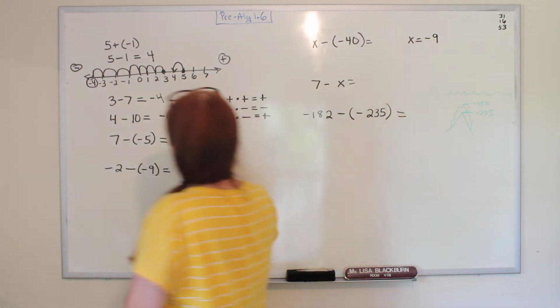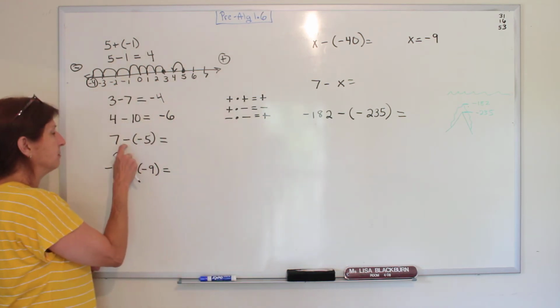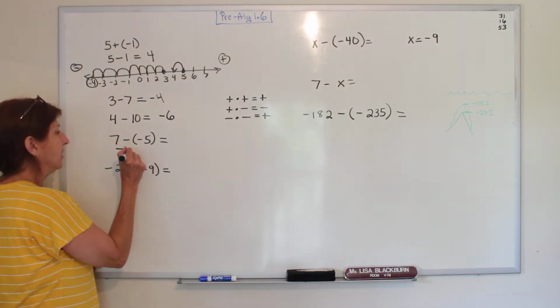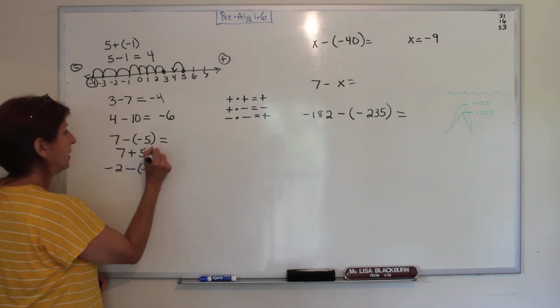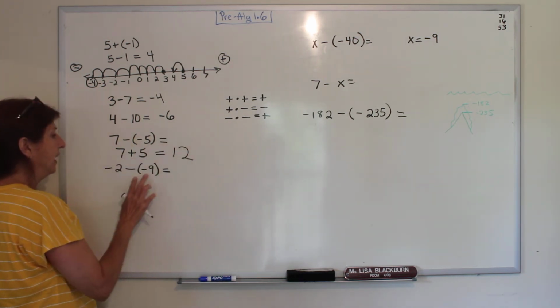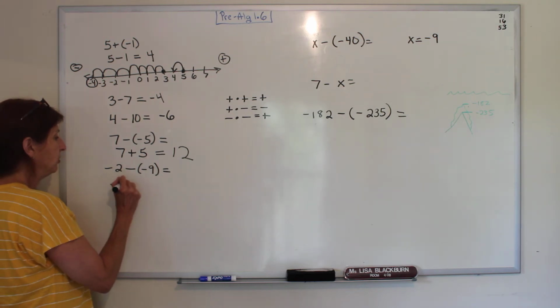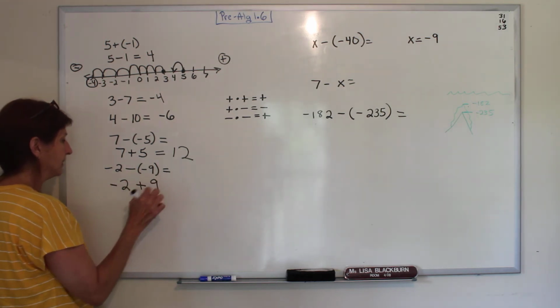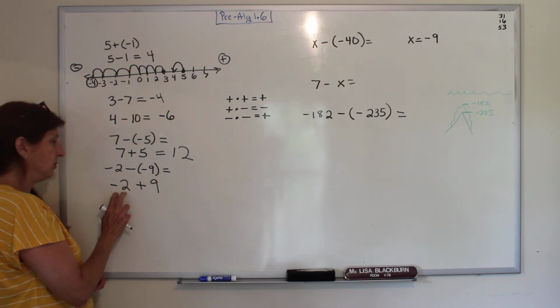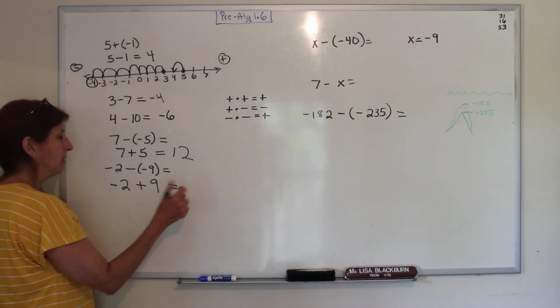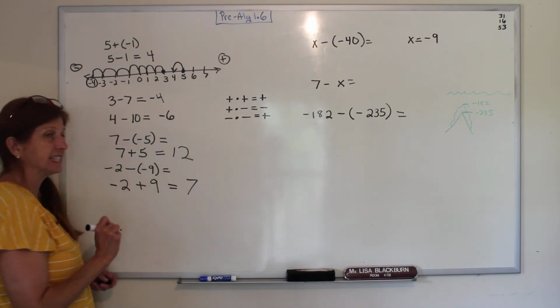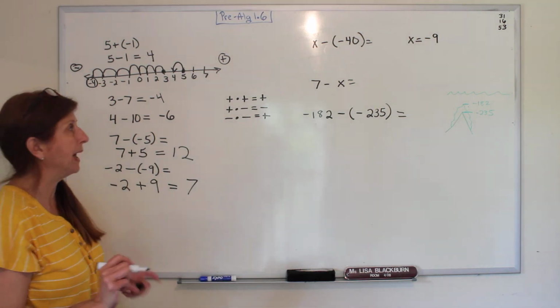Alright, so this is two negatives. It's a negative times a negative, and two negatives make a positive. So 7 plus 5 is 12. Here we have it again. Two negatives make a positive. I owed you $2. I paid you back those 2. How many dollars do I have left? I have 7 after I got through paying you back.